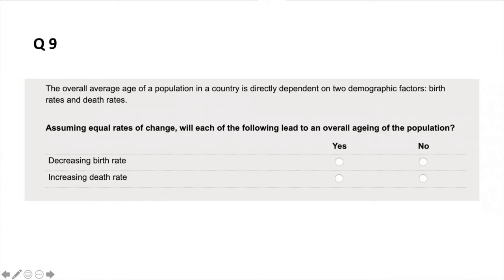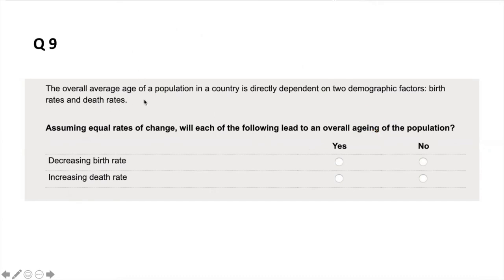What is aging again? Aging means that people are living longer. So the average age of people is going over 70, 75, or 80 years old. So that means aging. We're getting older, our ages are becoming higher. The average age is becoming higher.